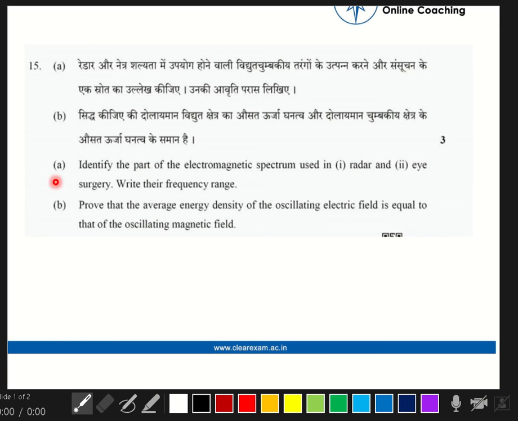Hello everyone, let's start with our 15th question. In this question we have two parts. Let's start with the first one. Identify the part of the electromagnetic spectrum used in one, radar, and two, eye surgery. Write their frequency range.